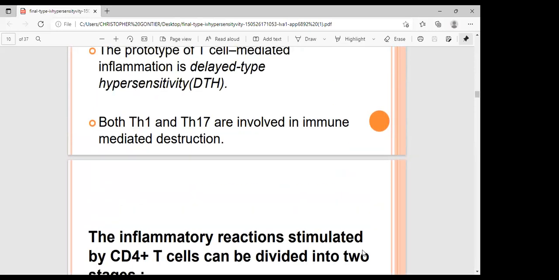Now, what is crucial to appreciate, we have Th1 and Th17. These are crucial, important T helper cell groups, especially the Th17, which is now gaining prominence.